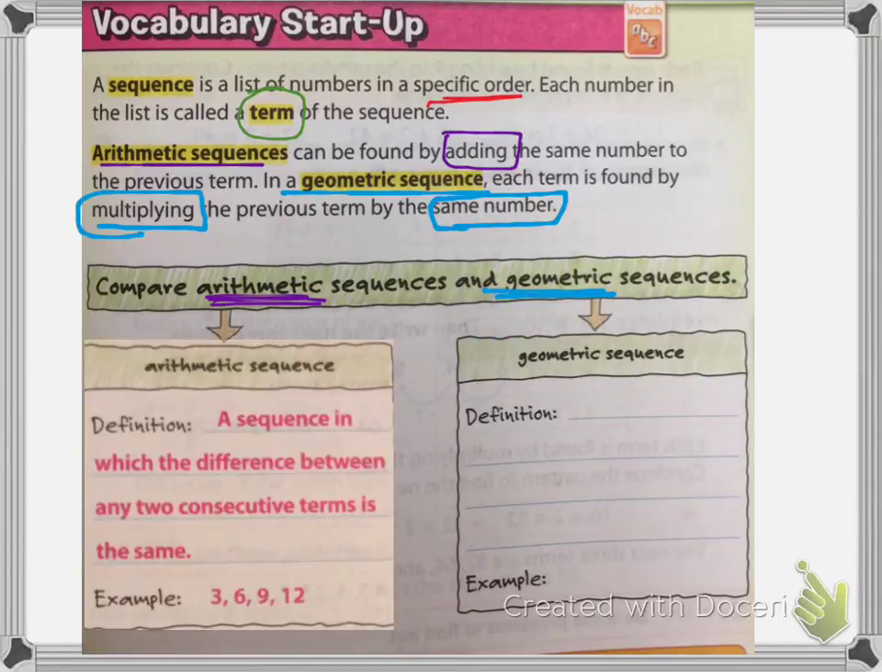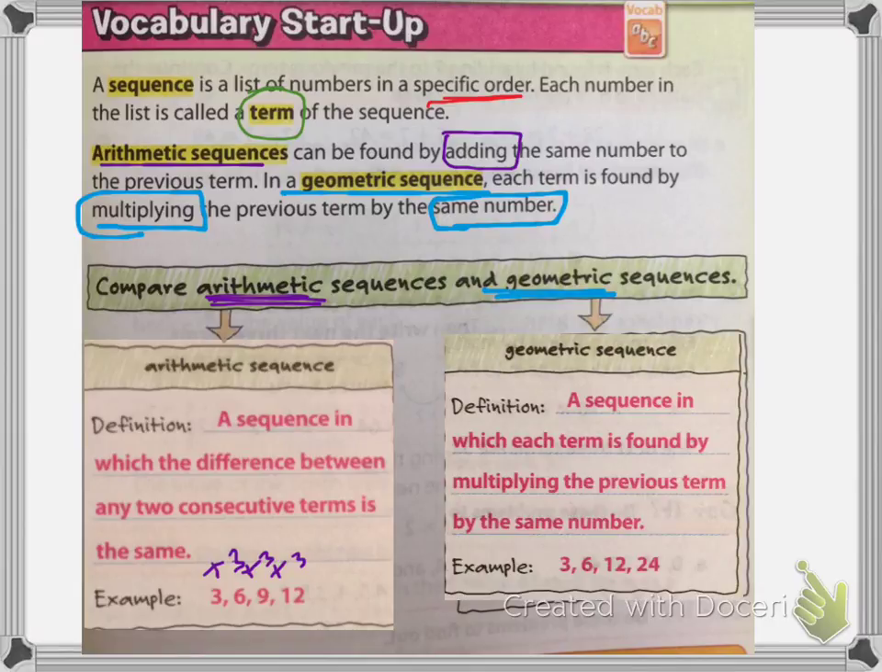All right, so here for the arithmetic sequence, you can see that I've gone ahead and put the definition here for you. A sequence in which the difference between any two consecutive terms is the same. So, for example, between 3 and 6, you would add 3. Between 6 and 9, you would add 3. Between 9 and 12, you would add 3. So notice that the difference between each term is 3.